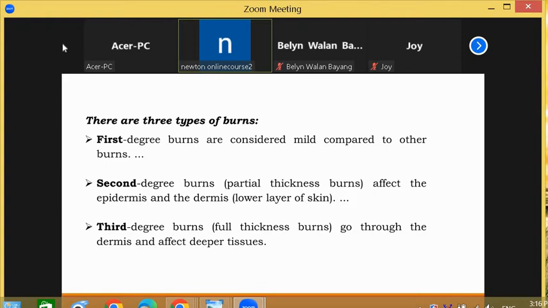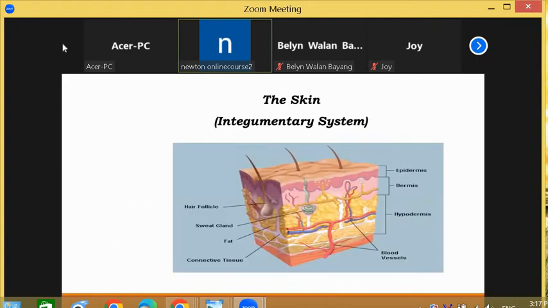Third degree burn means full thickness burn. All of the skin area of the person will be affected. Third degree burns go through the full thickness of the dermis and affect the deeper tissue. All the tissues, whatever layers are in the skin, will be affected in the third degree burn. That will maybe be dangerous to the patient's body. That is the third degree burn. Okay.